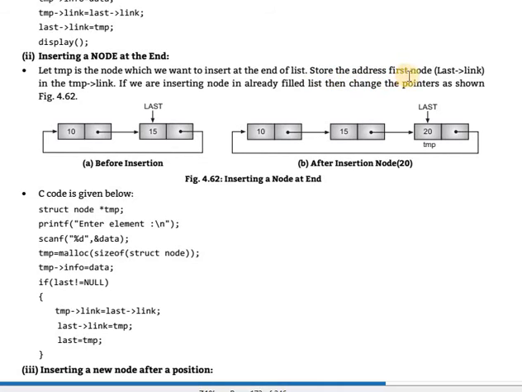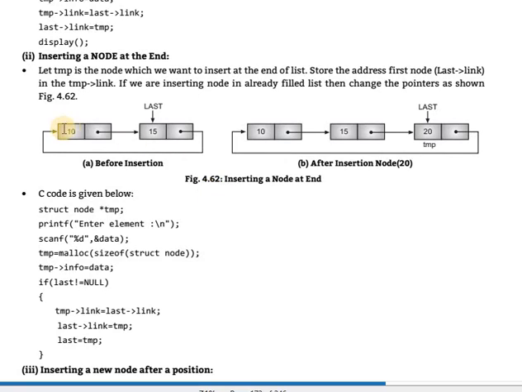Now store the address of the first node, that is, the last node's link in the temporary link. It means store the address of that node in the temporary link. If we are inserting a node into an already filled list, then change the pointers as shown in the figure below.